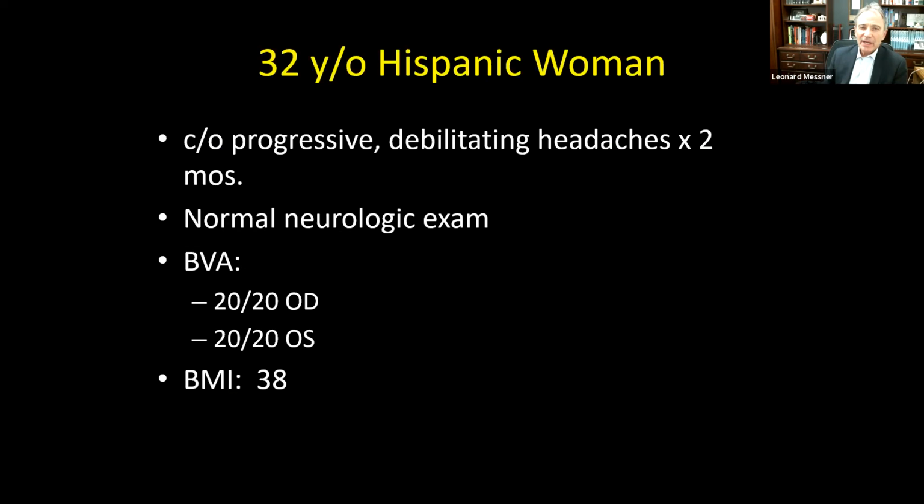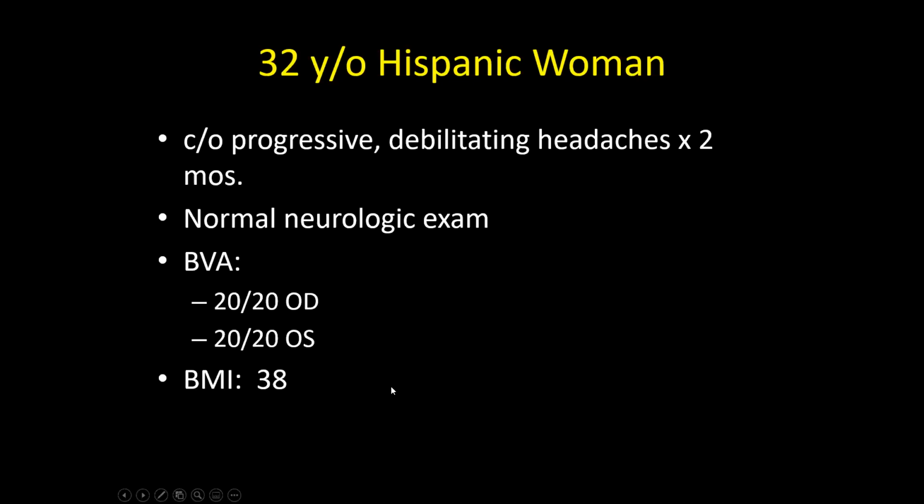I want to show you a case now of progression, but progression in a good direction, or I should say remission of this patient's papilledema and the OCT findings. This is a 32-year-old Hispanic woman, chronic, progressive, debilitating headaches, several months duration. She has a normal neurologic examination. She also complains of synchronous pulsatile tinnitus. We see that her visual acuities are quite good, 20/20 in the right eye, 20/20 in the left. And here we see that the BMI is 38.